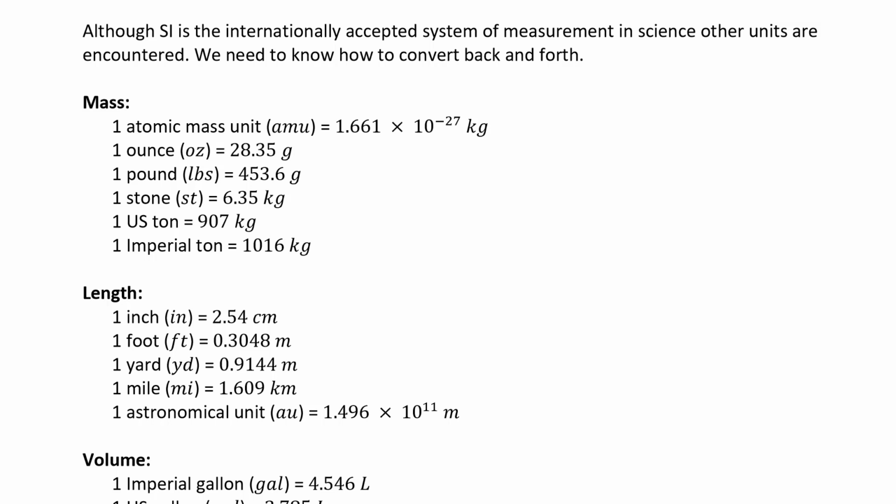Let's look at some of these units. So for mass, we have atomic mass units. This is when we're dealing with atoms. For mass, we have ounces. That's equal to a certain number of grams. We have pounds. Stone, that's a British notation. Now notice this. We have ton, but we have a US ton and an imperial ton. Notice it's 2 different values. So be careful of that. When someone says there's a ton of something, are you talking US or imperial?